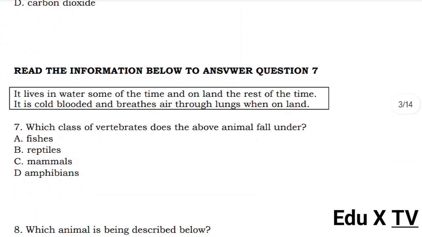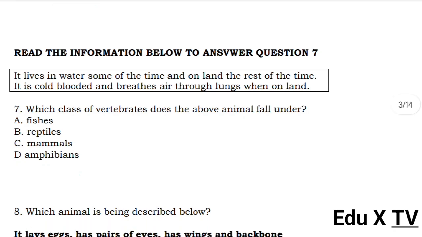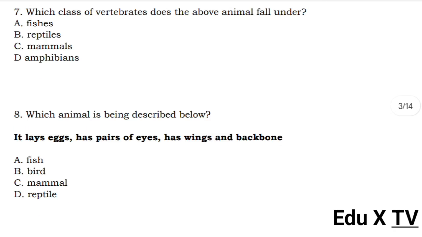Read the following information below to answer question 7. It lives in water some of the time and on land the rest of the time. It is cold-blooded and breathes air through lungs when on land. Number 7, which class of vertebrate does the above animal fall under? Answer D. Number 8, which animal is being described below?